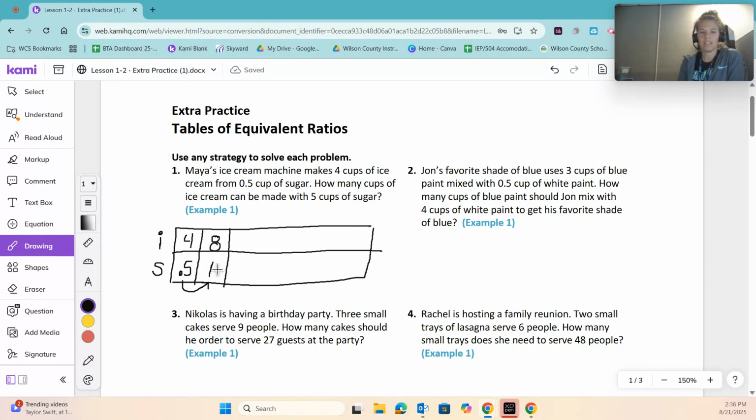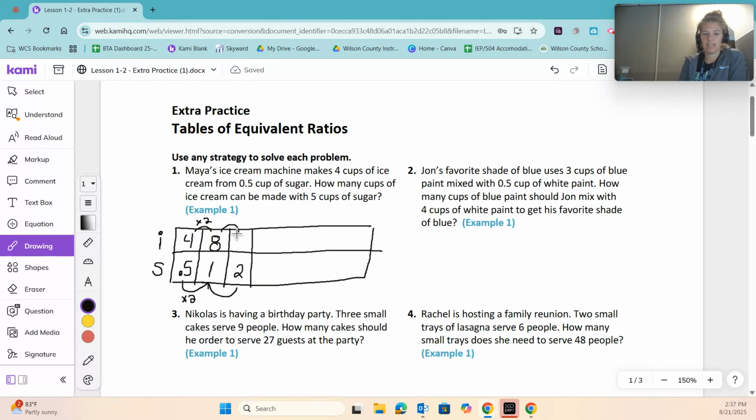Do you guys see that relationship there? If 0.5 is 1/2, and it takes 2 of those to create 1 whole, we have 8 cups of ice cream. Again, I multiplied by 2 to get my 1, so 4 times 2 equals 8. Now I can continue to do that same exact process. 1 times 2 gets 2.